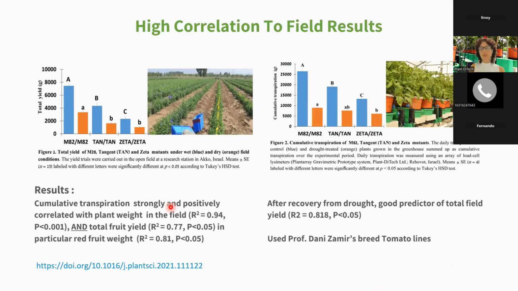One of the papers took 10 years of phenotyping in the field and compared it to experiments on the system, and you can see that in well-irrigated conditions, it's a 0.94 correlation. In stress, it's around 0.88. So these are very nice figures, and you can even see it by eye, comparing the left-hand side, which is the field, to the right-hand side, which is the system. The blue is well-irrigated, and the orange is stress.